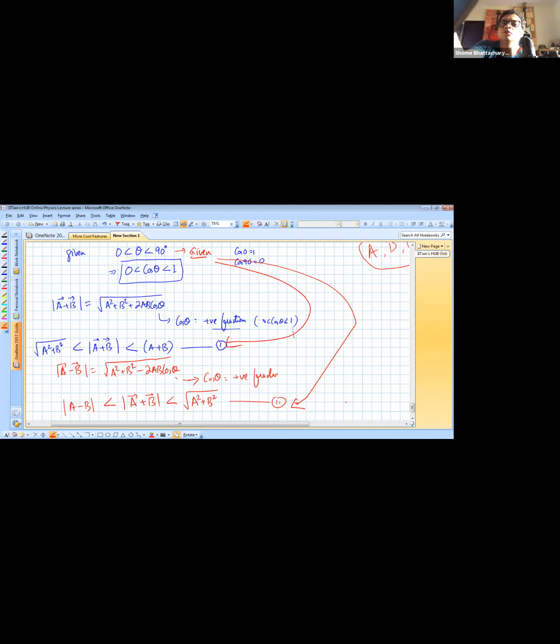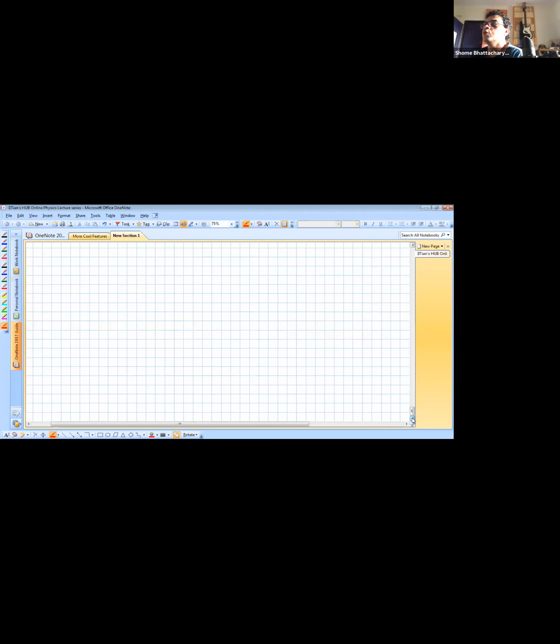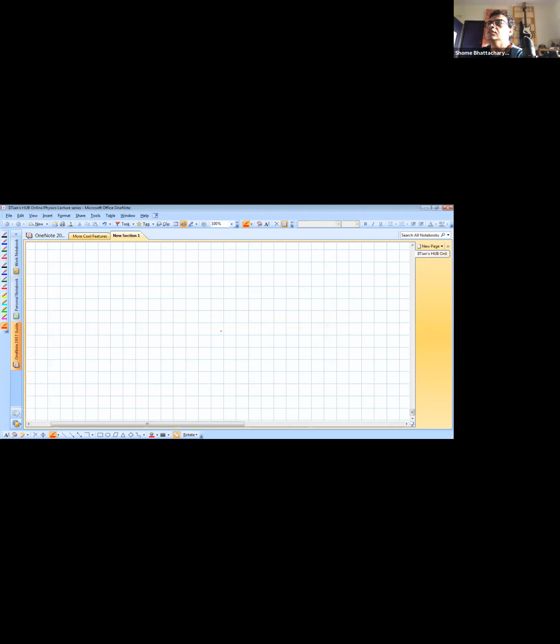Okay. Now, since you have asked about visualization, let me also show you how we can geometrically visualize this. That also becomes a very interesting thing. How we can geometrically analyze this is like this. Let's take a case where theta is obtuse, a case where theta is 90 degrees, and a case where theta is acute. And remember how I told you to visualize A plus B and A minus B in the same thing.